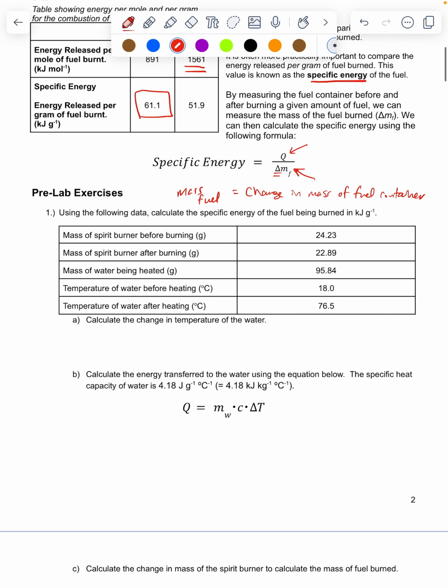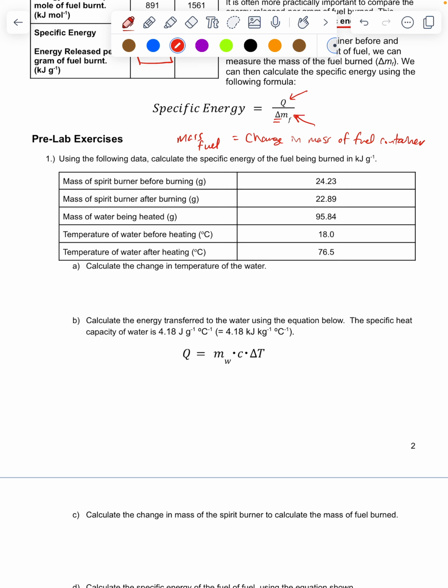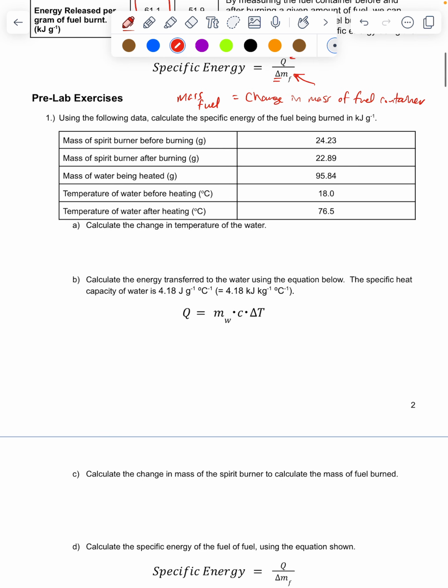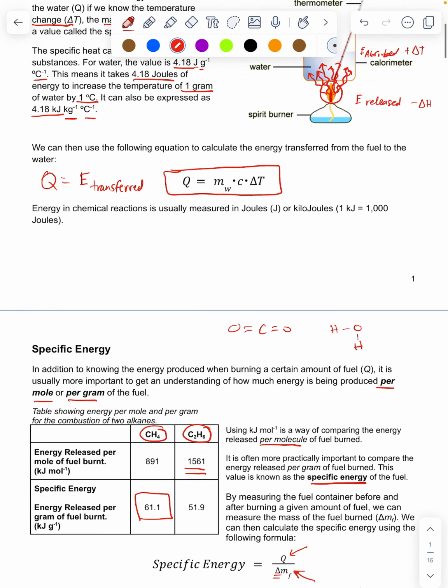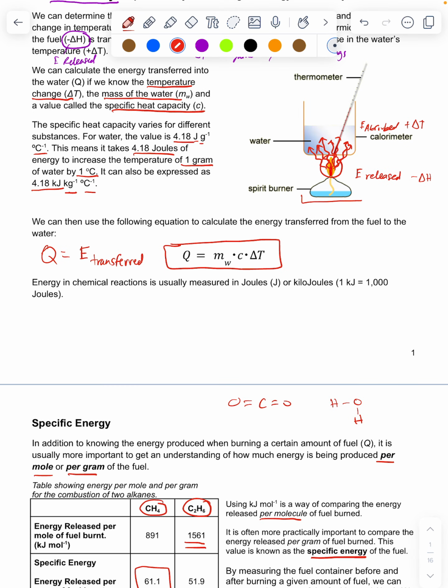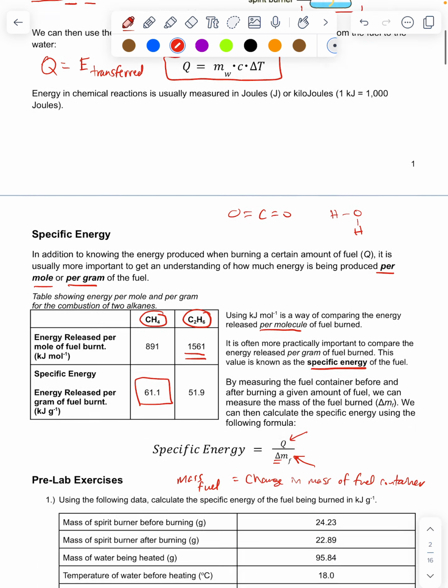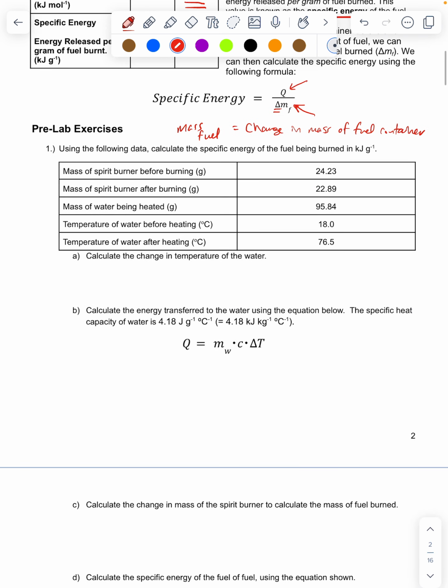Okay, so here is a sample exercise to walk through. We've got the mass of the spirit burner before and after burning. The spirit burner is a name for a little glass container with a wick that can burn fuels. Okay, so this is data that we need to figure out the mass of the fuel. Then we have the mass of water, MW, and we have the temperature of the water before and after. That's going to help us get delta T.